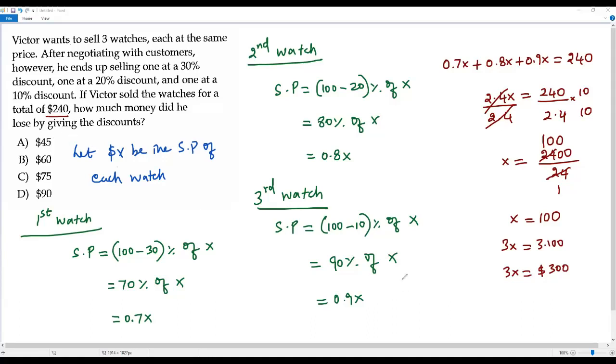So to know how much money he lost, we have to find the difference between the total of the actual price of all the 3 watches, $300, and the total money for which he sold all the three watches. So 300 minus 240 gives us $60. So since Victor sold the watches at discounts, he has lost $60. So the correct answer for this question is option B.